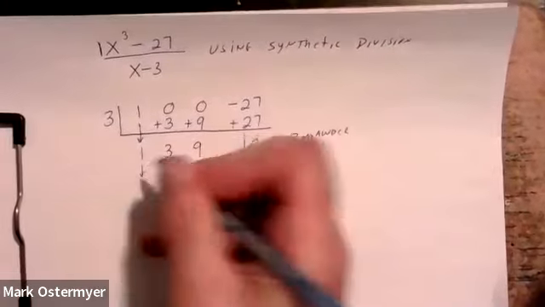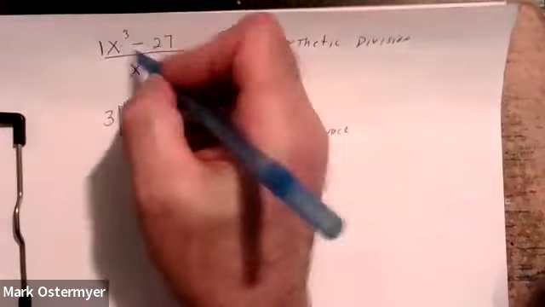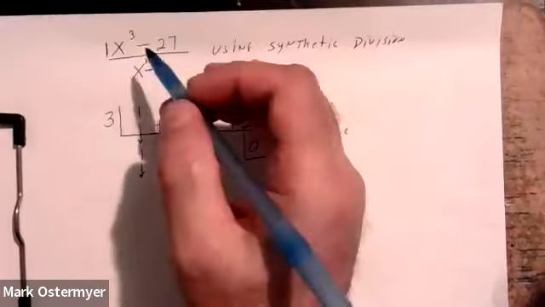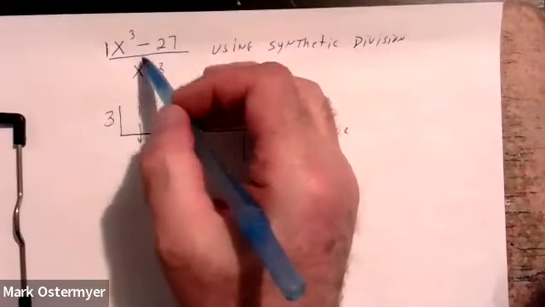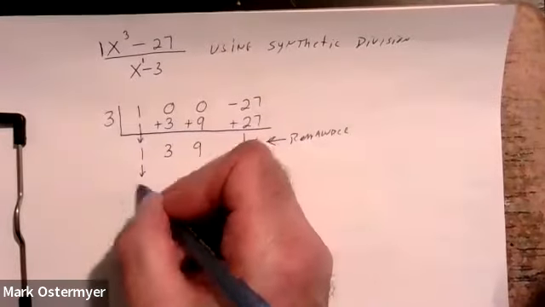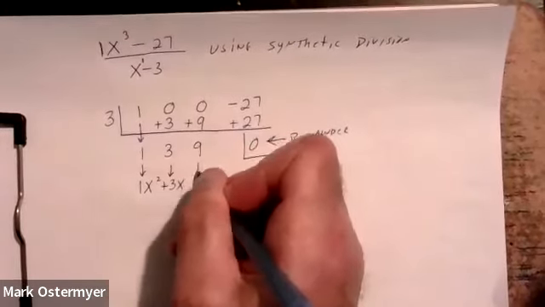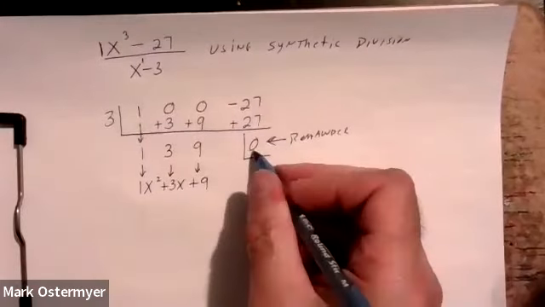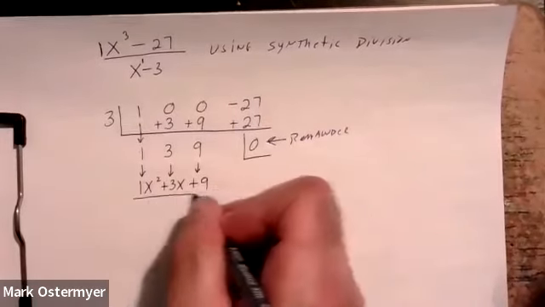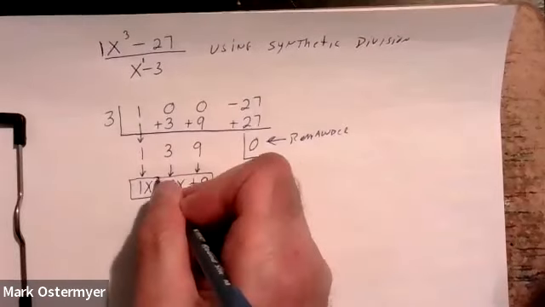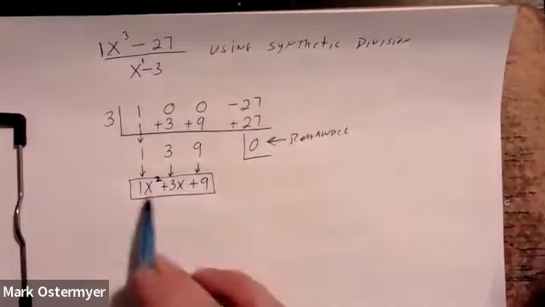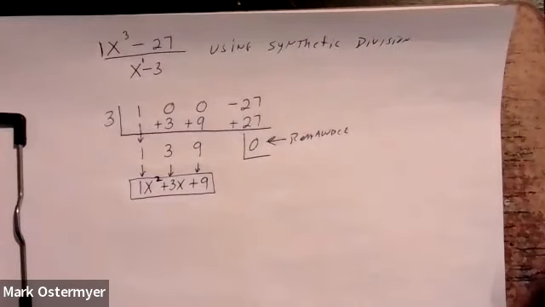Our quotient, therefore, is going to be, notice I took a third degree polynomial and divided it by a first degree polynomial. Therefore, the degree of my quotient is going to be of the degree 3 minus 1 or second degree. So my quotient is 1x squared plus 3x plus 9, and there's a 0 remainder. This is your answer. This is your quotient. So you gotta love synthetic division. It is so much more compact than long polynomial division.